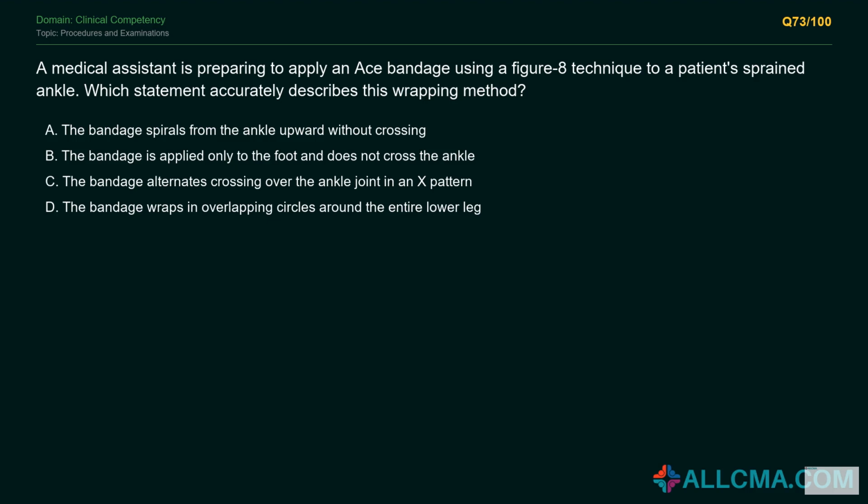Question 73. A medical assistant is preparing to apply an ACE bandage using a figure 8 technique to a patient's sprained ankle. Which statement accurately describes this wrapping method? Option A, the bandage spirals from the ankle upward without crossing. Option B, the bandage is applied only to the foot and does not cross the ankle. Option C, the bandage alternates crossing over the ankle joint in an X pattern. Option D, the bandage wraps in overlapping circles around the entire lower leg.